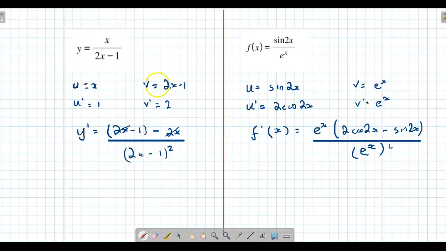What we can do with this is we can cancel out that with one of the e to the x's, so we're left with this divided by e to the x. So this is a video on the quotient rule for differentiation.